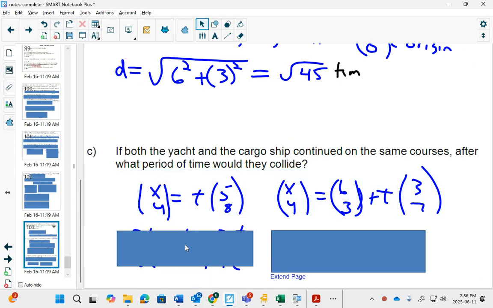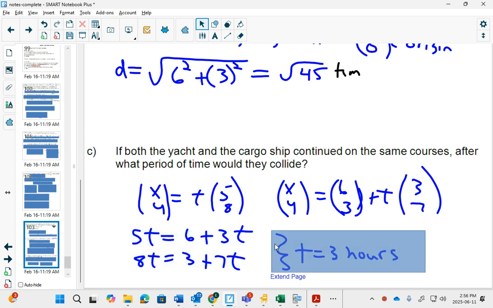Would they collide? Well, oh yes, they do. 3 hours. They are not going very fast. Like, there's the cargo. And this is on an ocean, right? There's not much to see on an ocean other than other boats. So you can imagine the crew going, look, there's the cargo ship. Look, it's getting closer. And 3 hours later, boom.